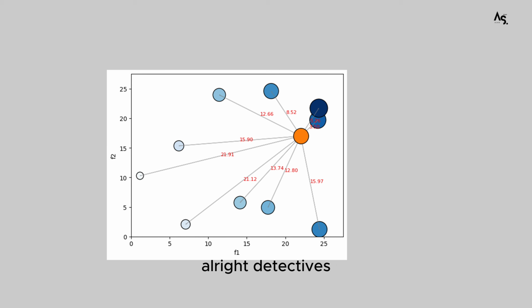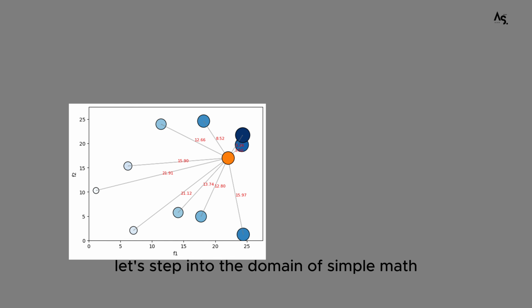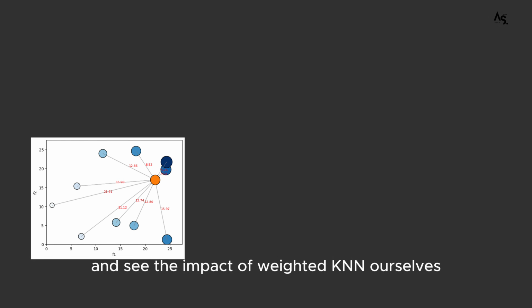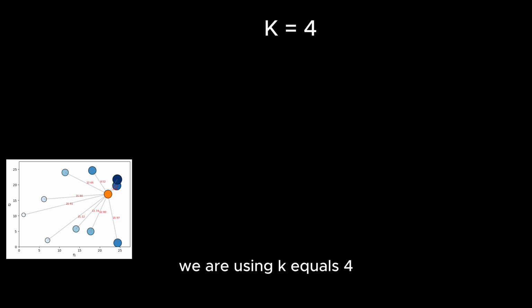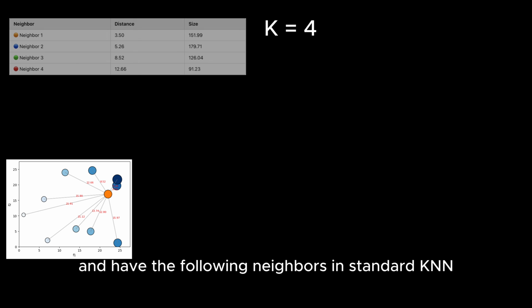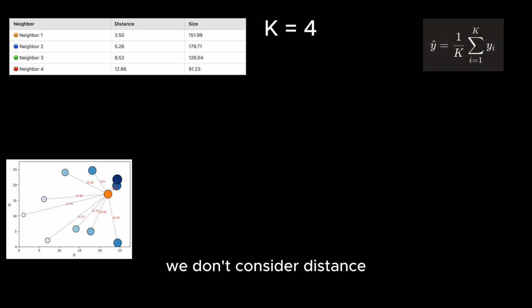Alright, detectives, let's step into the domain of simple math and see the impact of weighted KNN ourselves. We're using k equals 4, and have the following neighbors. In standard KNN, we don't consider distance, we just take the average of the sizes of the 4 neighbors.